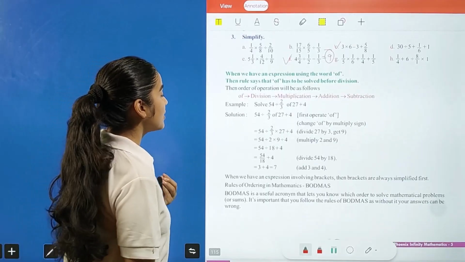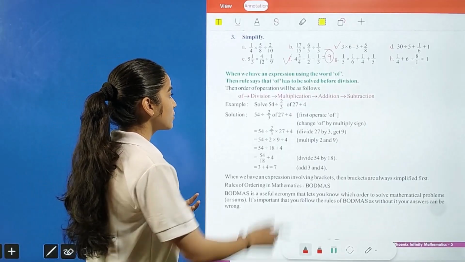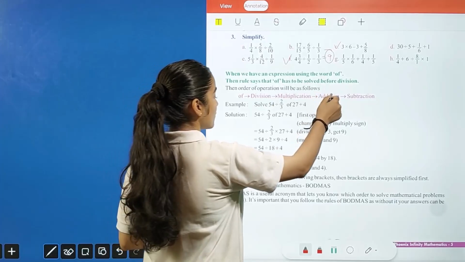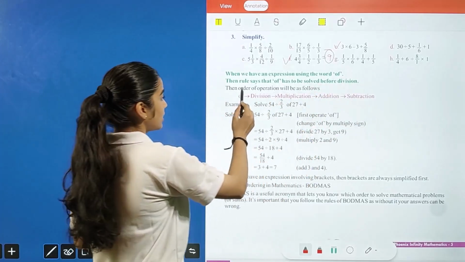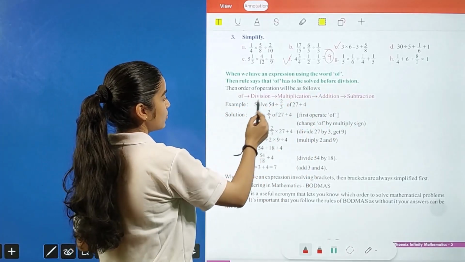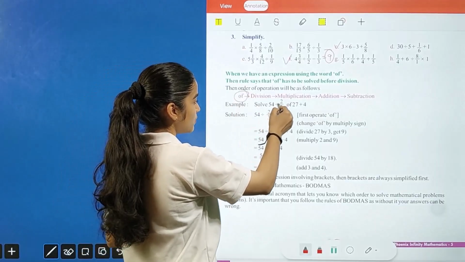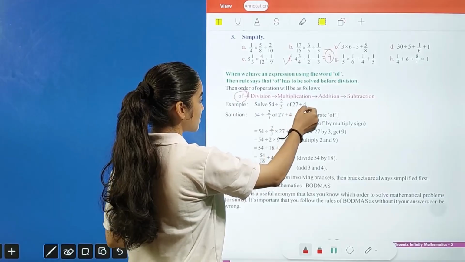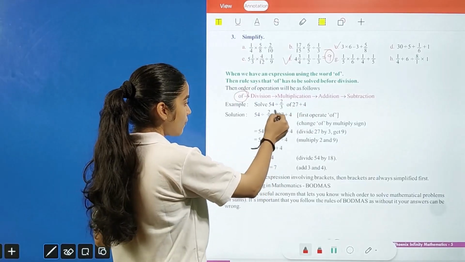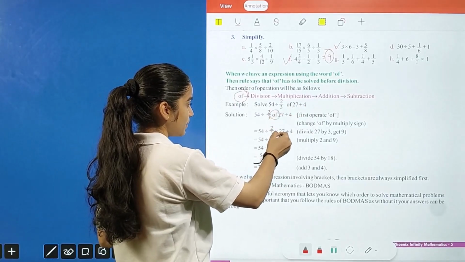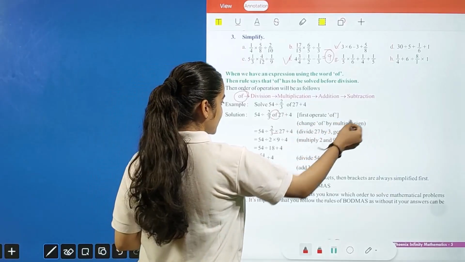Now when we have an expression using the word "of", then the rule says that "of" has to be solved before the division. So the order of operation will be as follows. We have to first solve the "of". So in this question, 54 divided by 2/3 of 27 plus 4. So "of" means a sign of multiply. Okay, change "of" to a multiply sign.